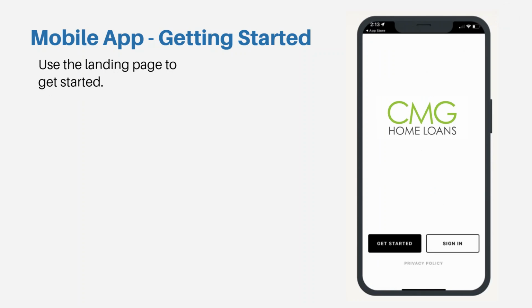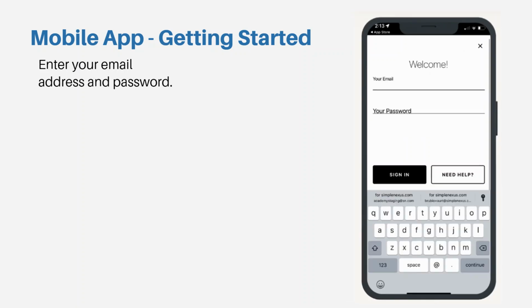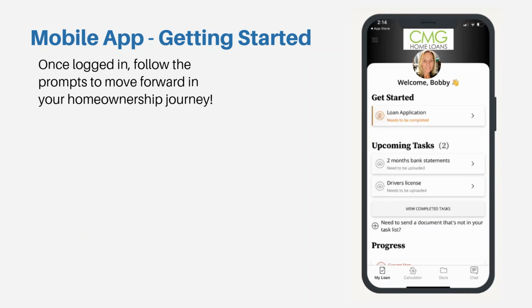Getting started, it'll take you back to our landing page and you just click sign in or get started. And sometimes it might ask you for a code that'll text to your phone. Again, just protecting your identity and making sure you got the app downloaded. You'd enter your email and password. And then once you're logged in, you just follow those prompts and move forward in your home ownership journey.